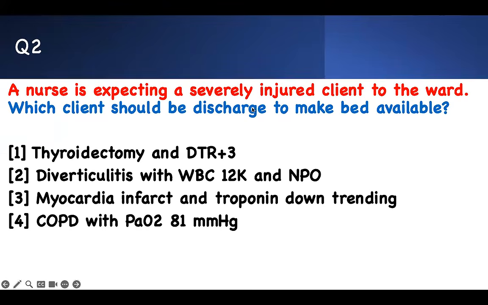This is expecting a severely injured client to the ward. Which client should the nurse discharge to make a bed available? So who do you discharge? Not who you should see. Who you discharge is a stable patient whose needs have been met.